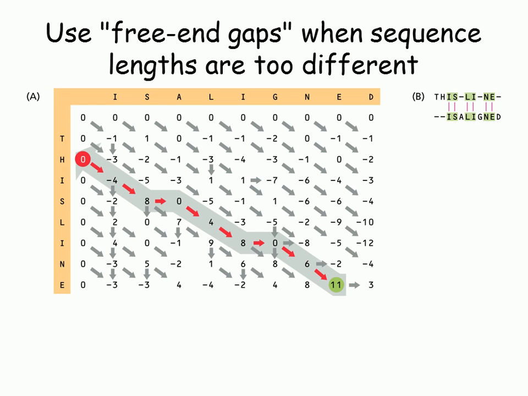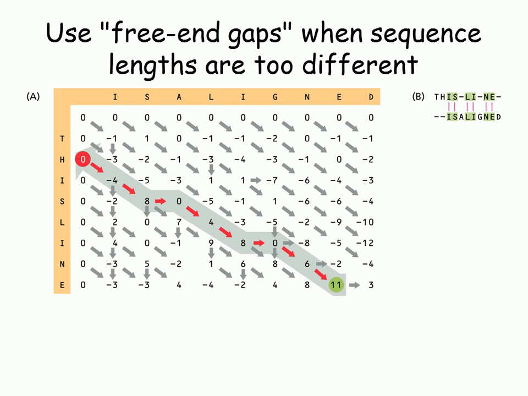So the changes that we make are the following. First, instead of setting the first row and the first column to be multiples of the gap penalty, now they're all zeros, okay? Because the gaps, when they appear at the ends, are scored as zero. The first row and the first column represent the gaps that you put at the beginning of a sequence. All right, that's why we set them to zero, so they are not penalized.